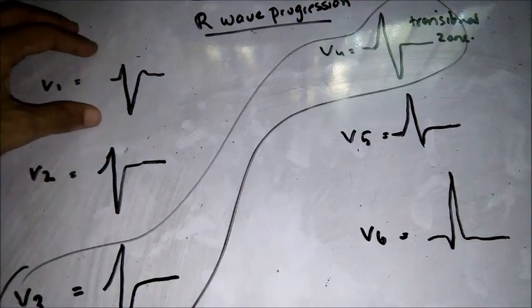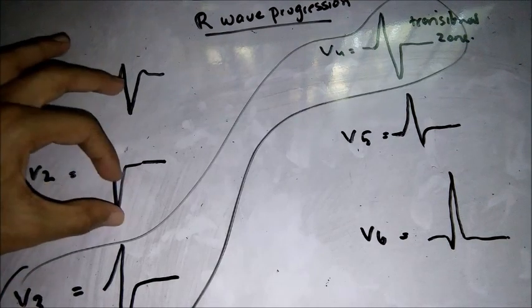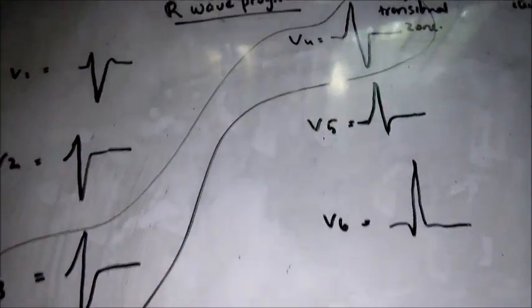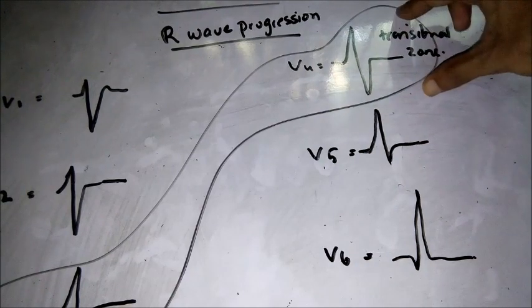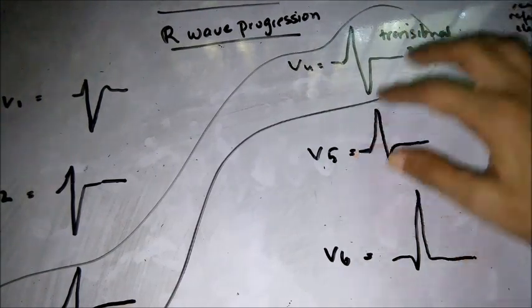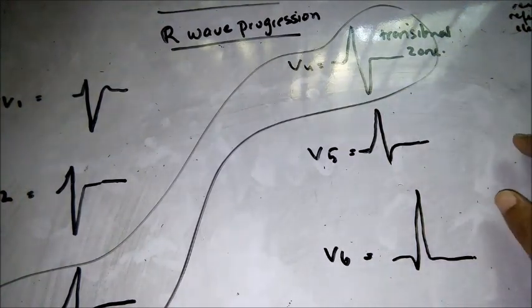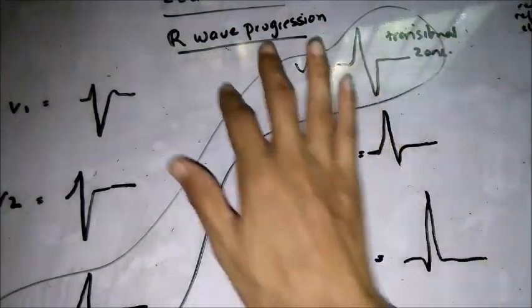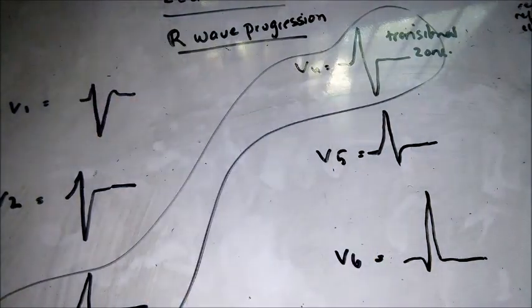So you have small r's, r is increasing in size, but s is still greater, and then you come across a lead where the r and the s are almost the same. Usually it is V4 where this happens. So that's known as the transitional zone, and after the transitional zone, you can actually see that the r is bigger and the s is smaller, and then the r gets further bigger. So this is known as the normal R wave progression, right? So when you're looking at these chest leads, you should expect this kind of a pattern.